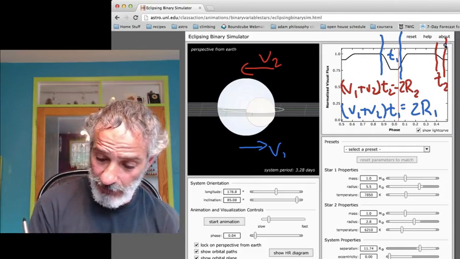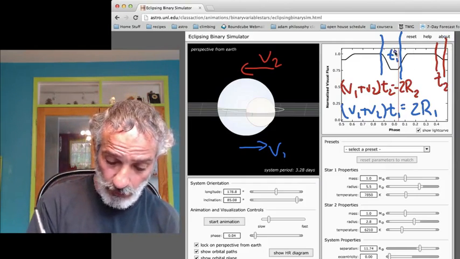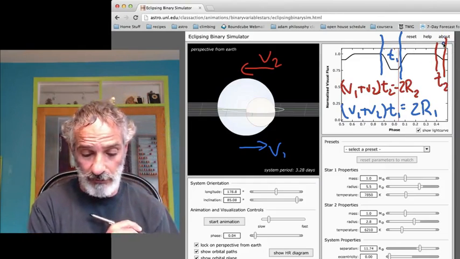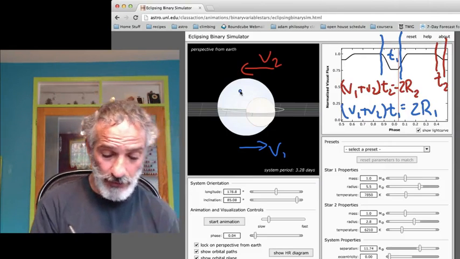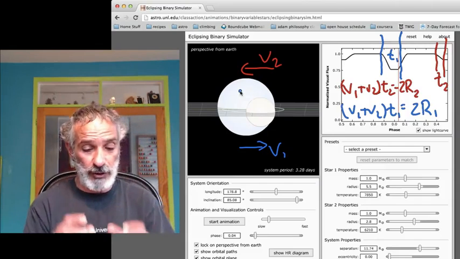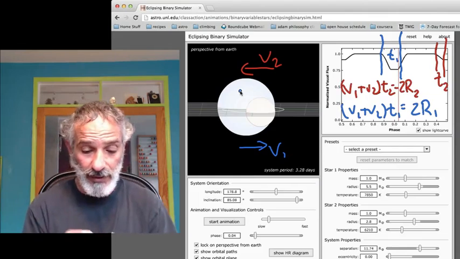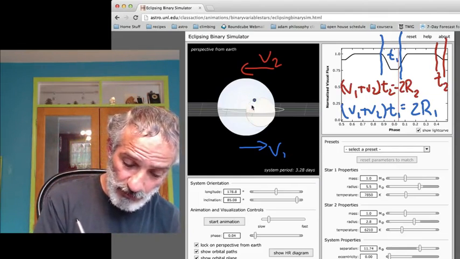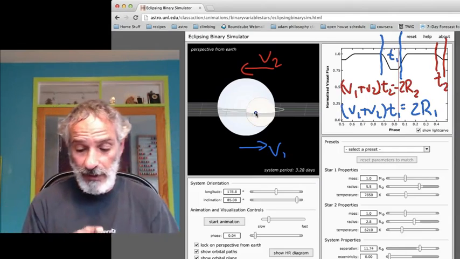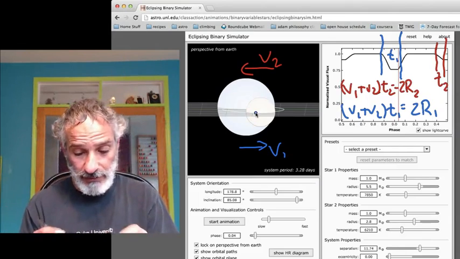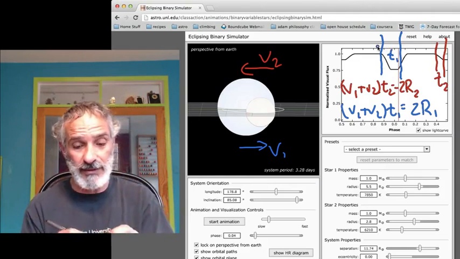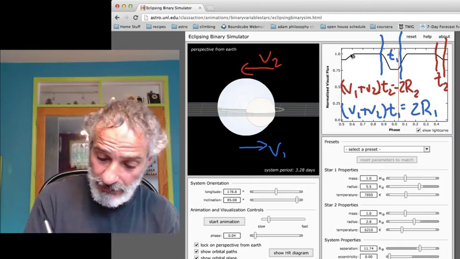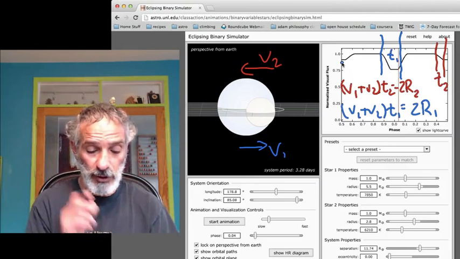Notice that the dip created when star number 1, the blue star, is occluded is deeper than the dip created when the red star is occluded. This has to do simply with the fact that the blue star is hotter. Notice we don't get a total eclipse of the blue star. It's not measuring its total luminosity. What I'm missing here is a disk out of the surface of the blue star equal to the size of the red star. What this means, of course, is that the reason this dip is deeper is because this corresponds to losing a disk with a temperature T1 to the fourth, and this corresponds to losing a disk with a temperature T2 to the fourth.